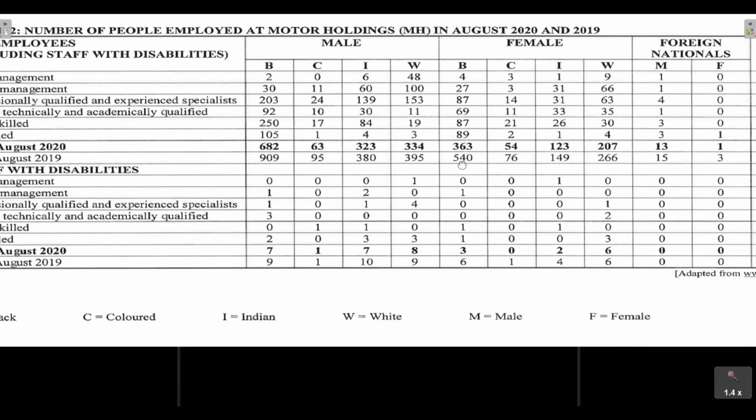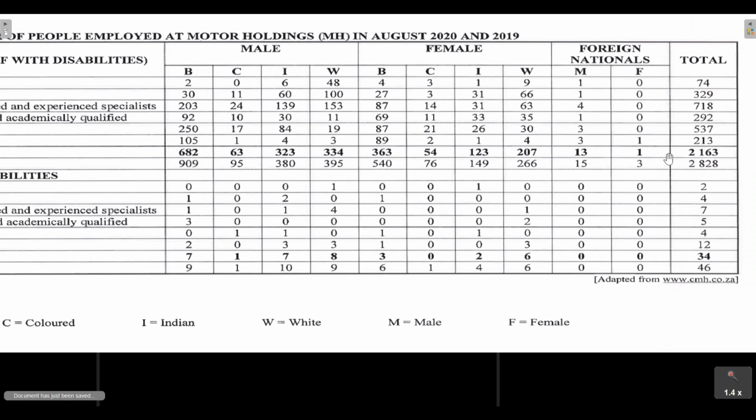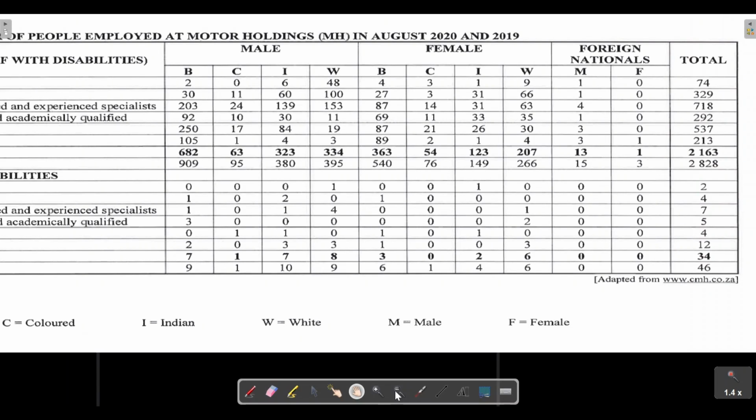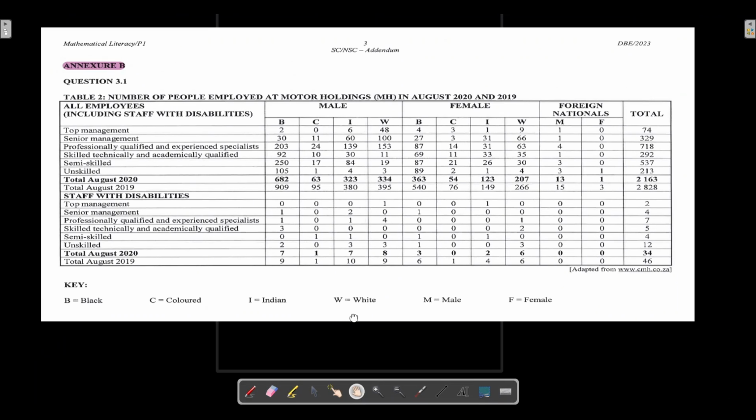Okay. And when we go right through to the end, guys, I'm going to zoom this out. Hope you guys can still see. When you go right through to the end here, this just basically tells us how many total employees they had in August 2020, and how many total employees they had in August 2019. So that's just the total number of employees, right?